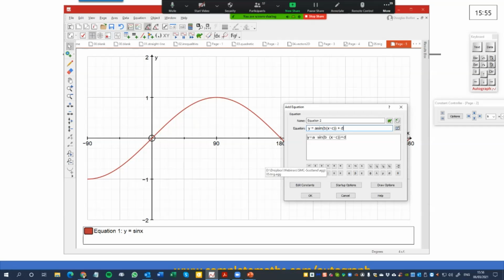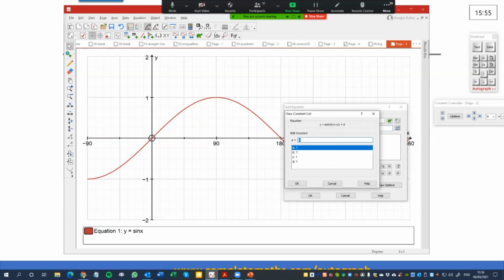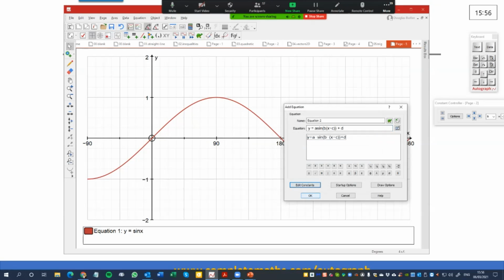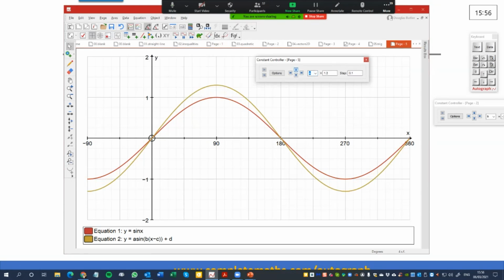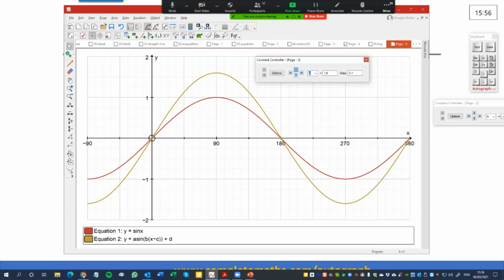Now what do we want for everything? I think A wants to be 1, they're happy with that. B can be 1, but let's make C 0, and let's make D 0. So that should produce a graph pretty much as we've got it at the moment, on top of this one, fantastic. So let's have a look at the constant controller and see what we can do. Can we explore, for example, the amplitude A? As it goes up and down, yes, that's very good. And you've got these invariant points here. Very important for them to realize what they are.